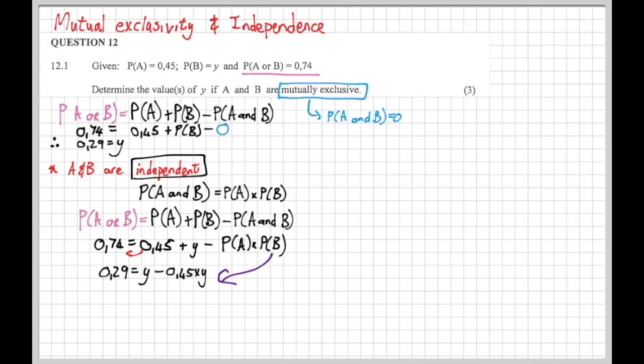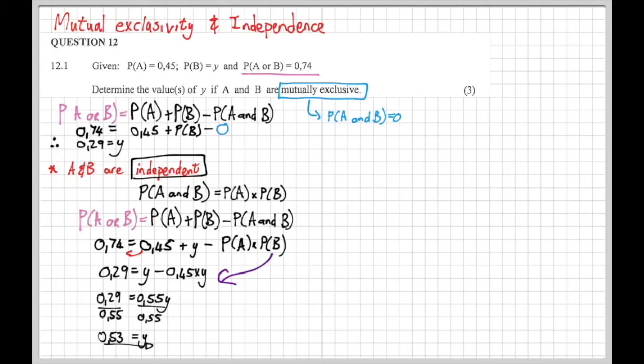Now I've got a basic algebra sum to solve. 1y minus 0.45y is 0.55y. And if I want to determine y, I just divide by 0.55. My final answer for y is then 0.53. And there you've got your value for y, or the probability of B.